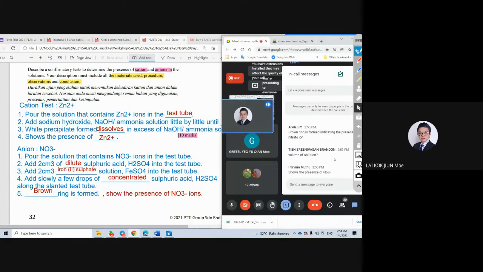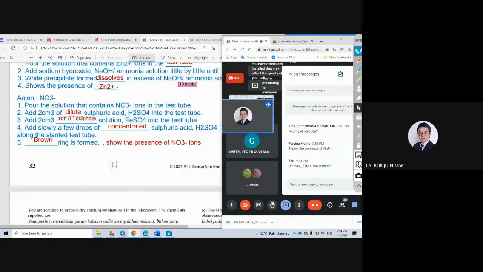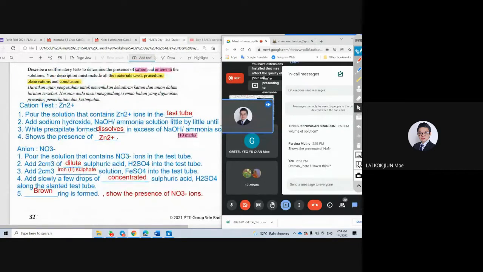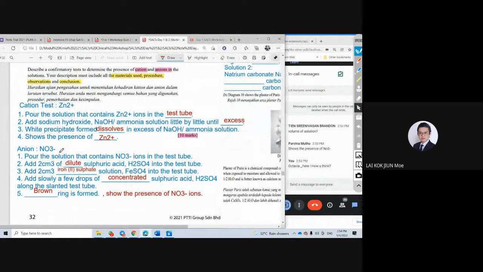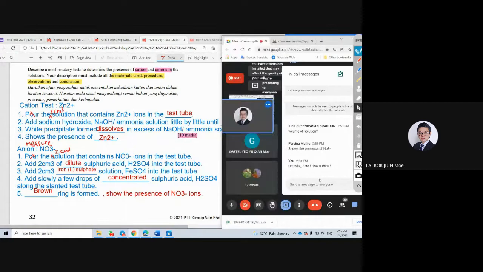Brendan, which one, volume? Pull the solution that contains, or maybe the volume can. Brendan, you can say 2 cm, 2 cm also can, no problem. You can just add pull 2 cm, can. Or you can say measure. If you want an accurate one, you use measure. We don't use pull, you just measure it. Measure. Okay, Brendan. Good, Brendan.